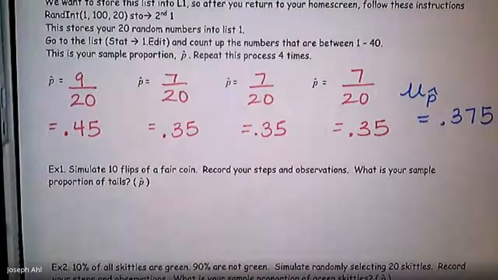we got that the mean of our p-hats is 0.375. And we know that the actual p in this case is 0.40. So that's actually pretty close, even though we only did 4 trials, right? So how could we get even closer? We could do more trials, find the average there.